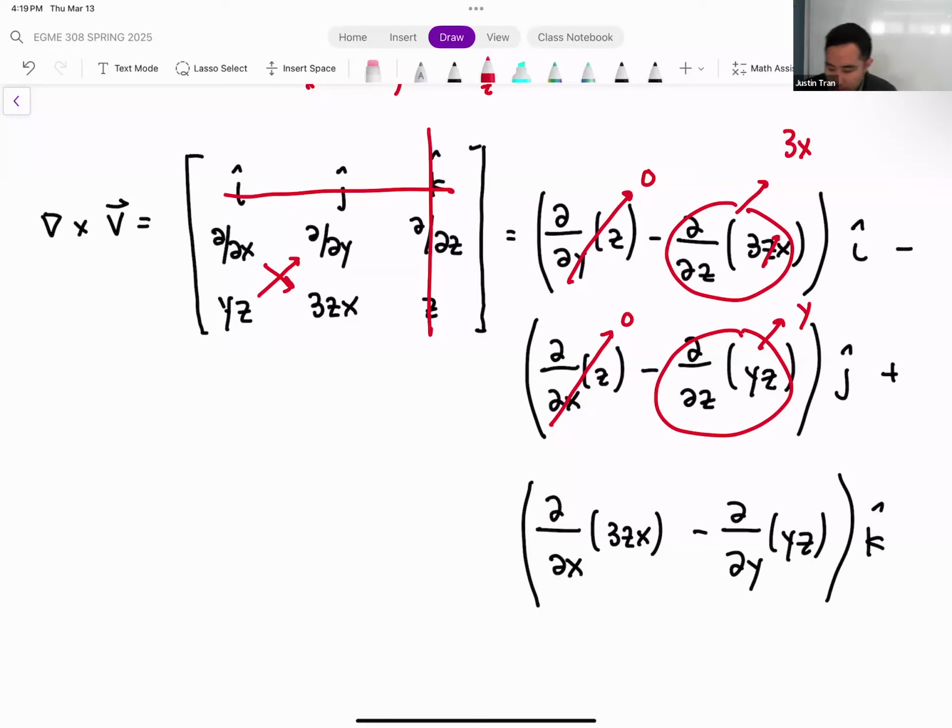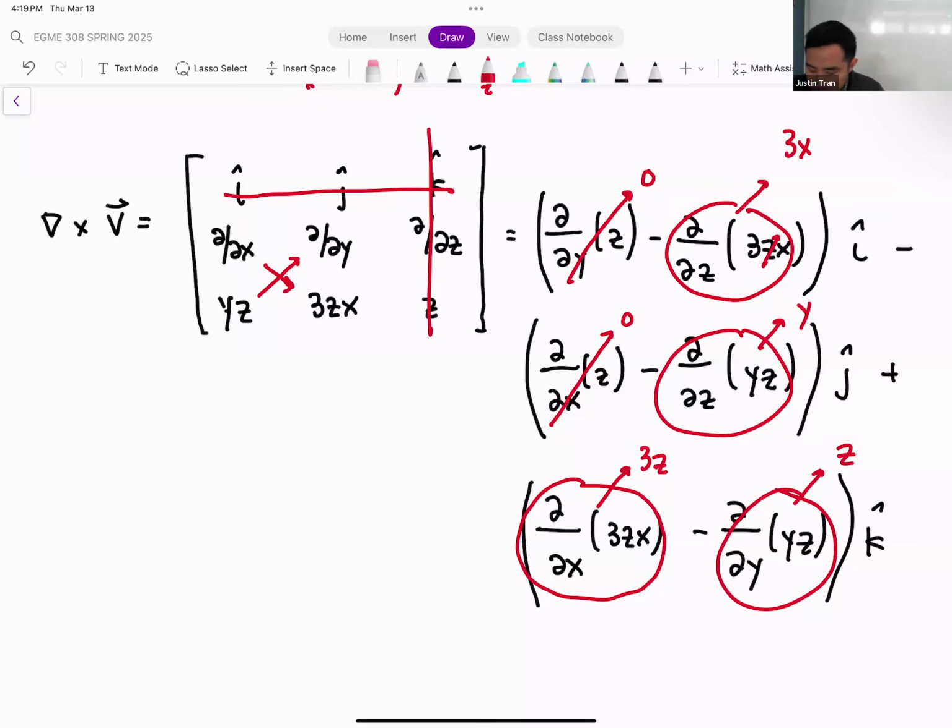And then for the last component, we have partial x of 3zx. This is just going to be 3z. And then we have partial y of yz. This becomes just z.